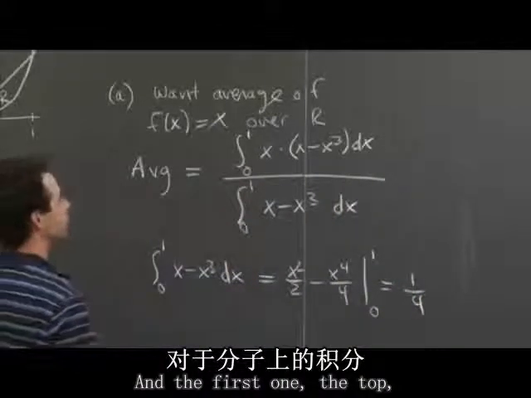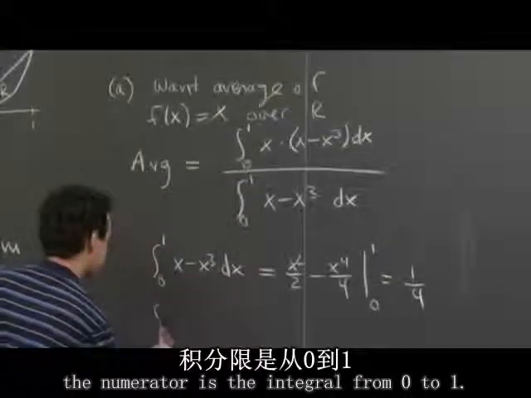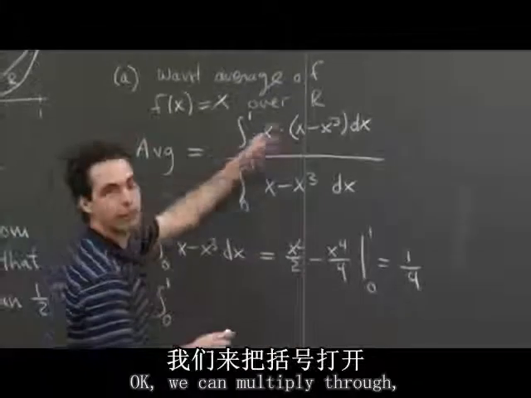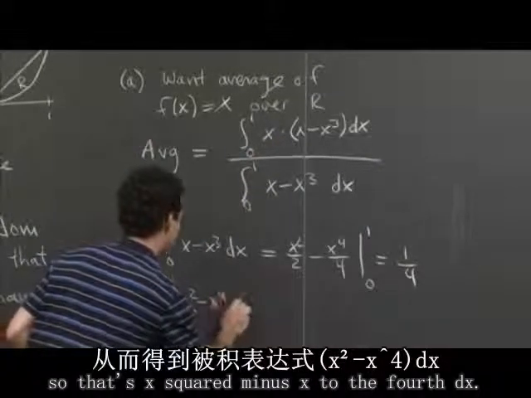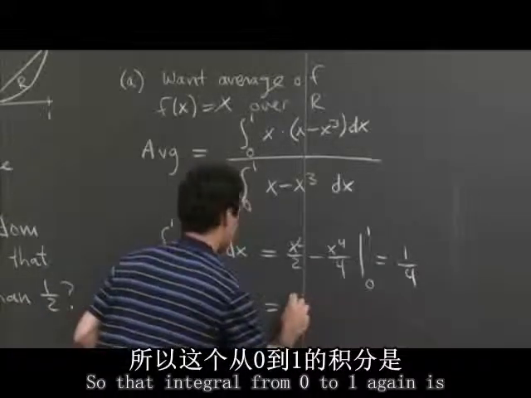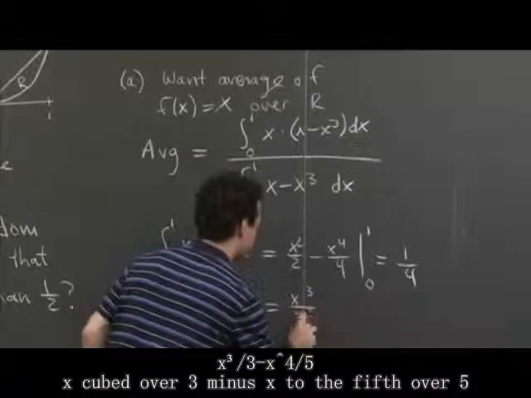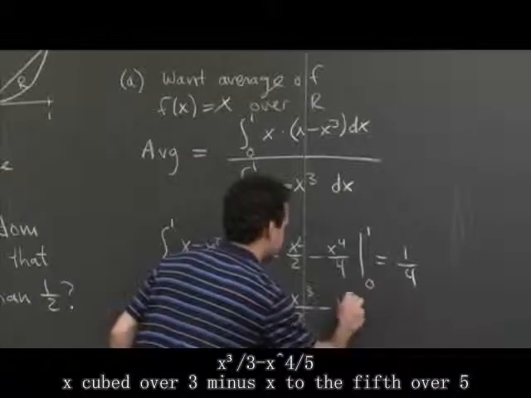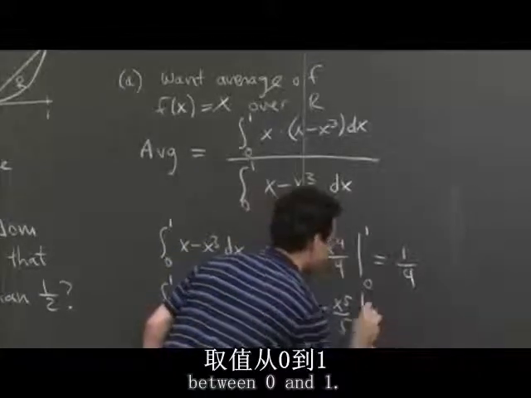And the first one, the top, the numerator, is the integral from 0 to 1. OK, we can multiply through. So that's x squared minus x to the 4th dx. So that integral from 0 to 1 again is x cubed over 3 minus x to the 5th over 5 between 0 and 1.